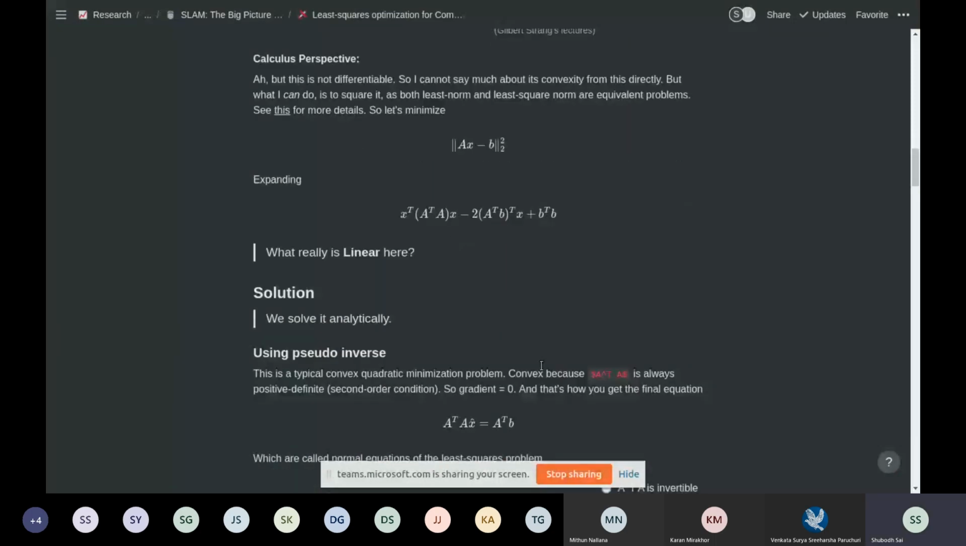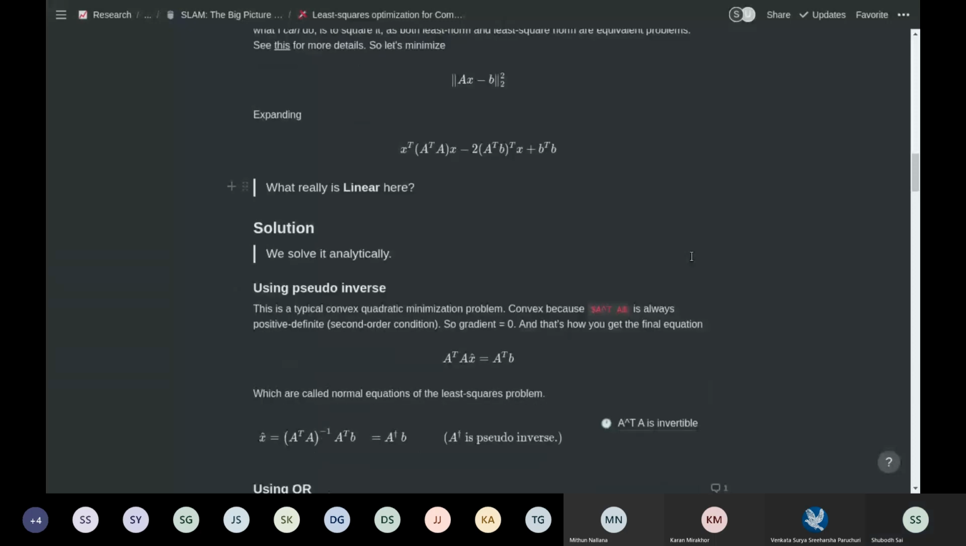Now, this is my problem statement. I want to minimize this function. Now, the question is, how do I minimize it? What is my solution? This equation that you see here is a quadratic equation: x transpose some matrix x minus some matrix into x plus some constant.